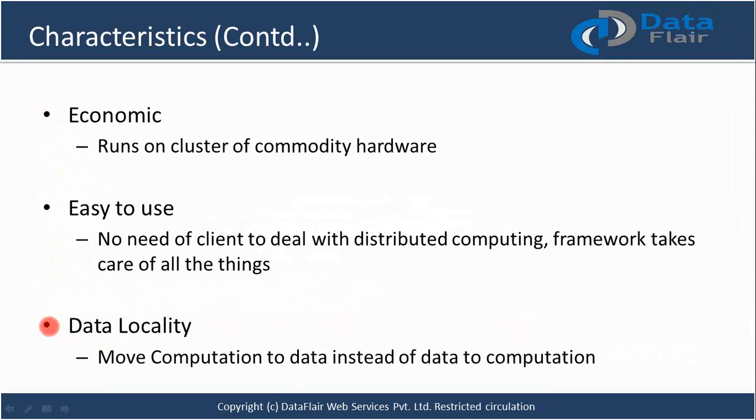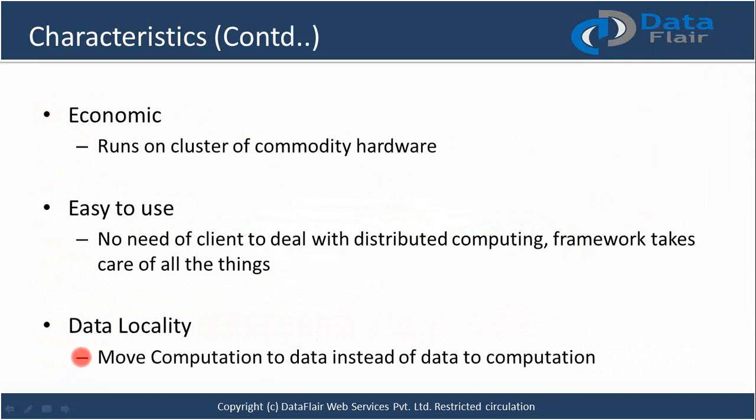Data locality. As I told you earlier also, data locality is a very important feature, a very nice way: move computation rather than moving the data. Move computation close to the data. You are moving algorithms, you are moving your code to the data, and your code will go there and run, because movement of petabytes and terabytes of data over the network is not really feasible, not acceptable.